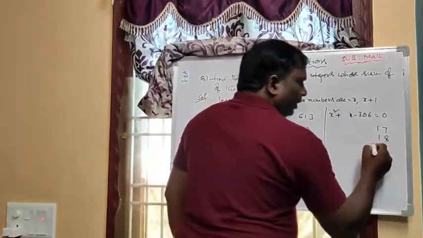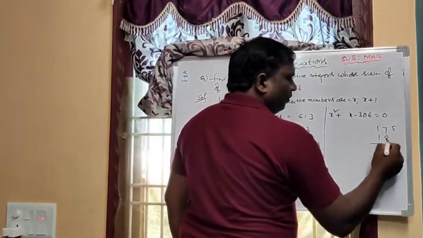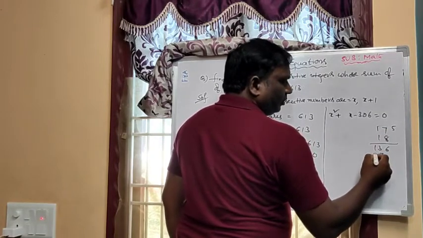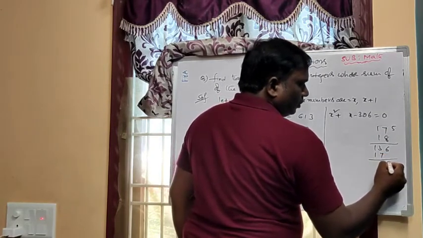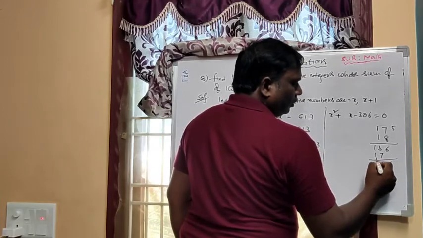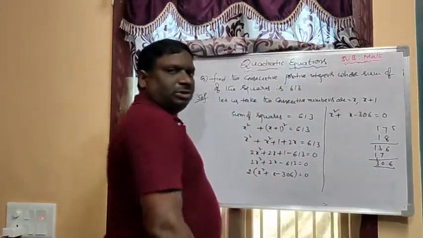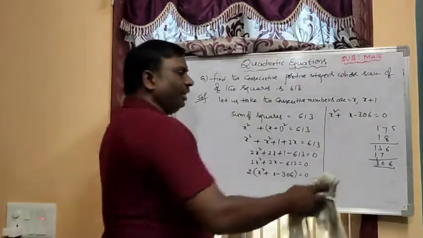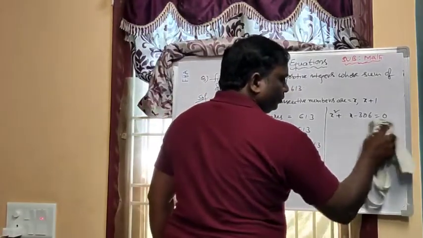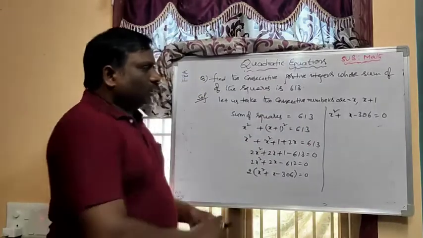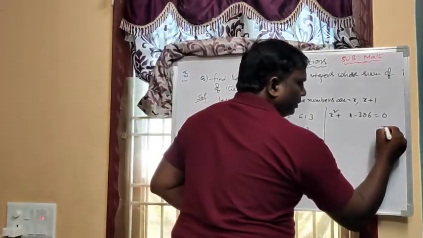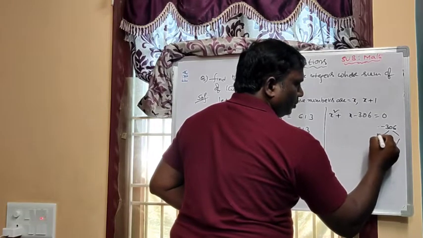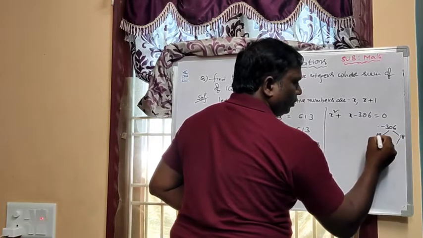So 17 and 18. 8 7s are 56. 8 1s are 8 plus 5, 13. 1 7 is 7. 1 1 is 1. So 306. So we got the number. The numbers are 17 and 18. Like this way, we need to find the factors. So minus 306 and 1. So 17, 18.